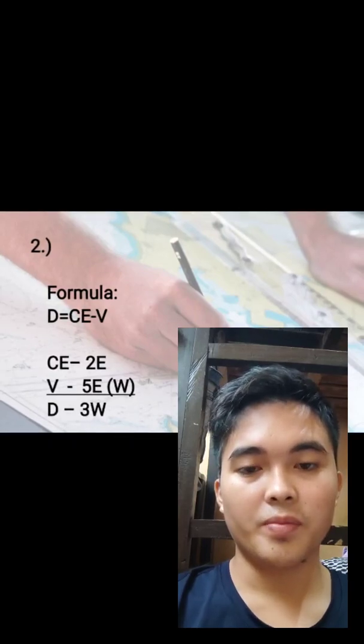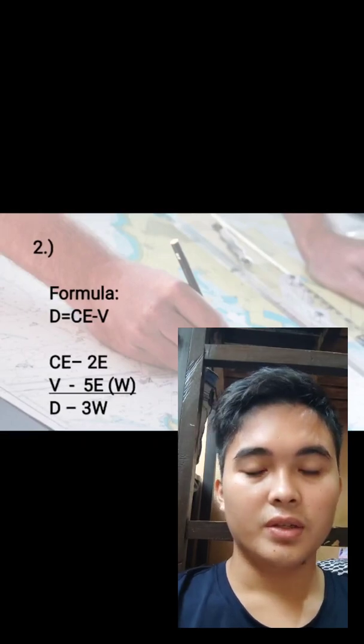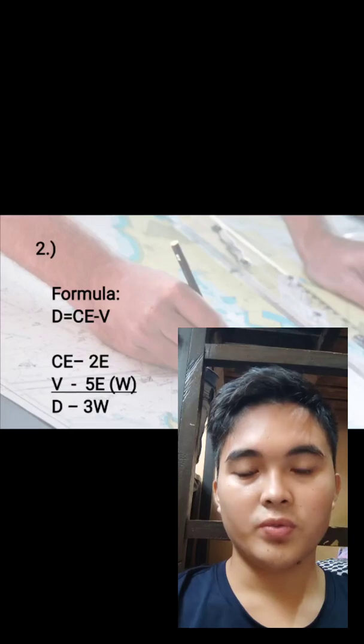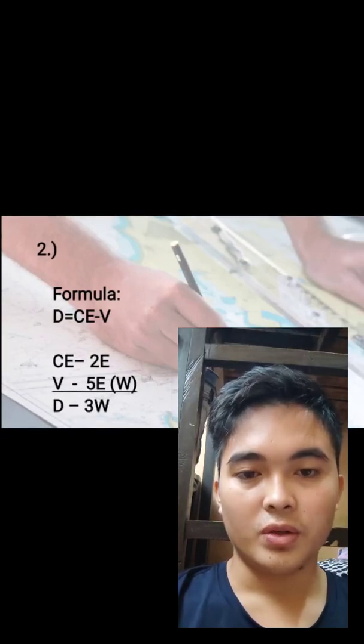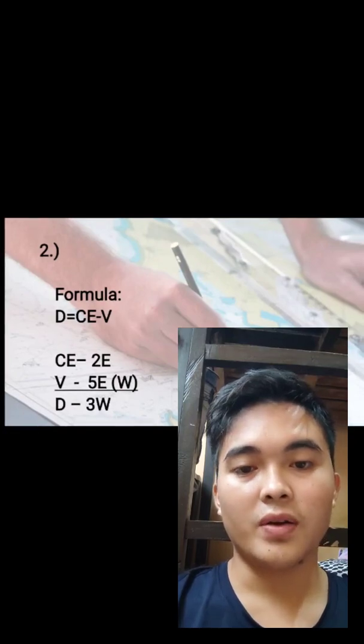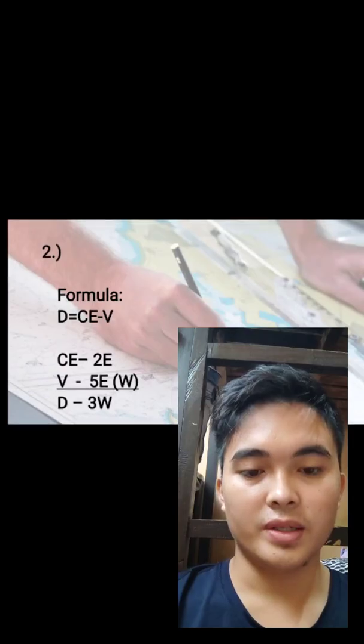So for example, our compass error is 2 east and our variation is 5 east. So we need to subtract them. So 2 minus 5 equals 3. So our sign here is west because our compass error and our variation have the same sign. So that's it.